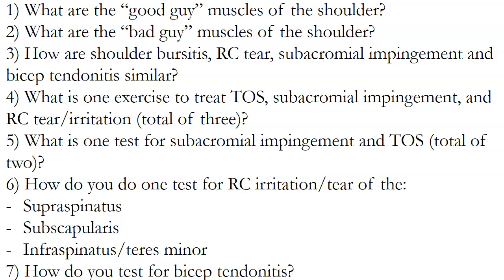What are some of the bad guy muscles of the shoulder? Big bad guy is subscapularis. A tight, shortened pectoralis minor is another really common bad guy one.